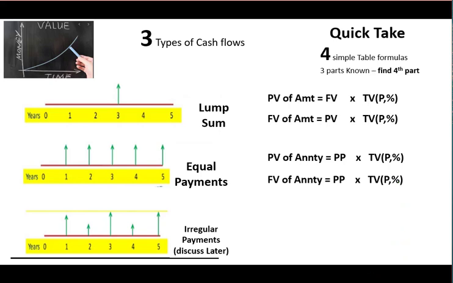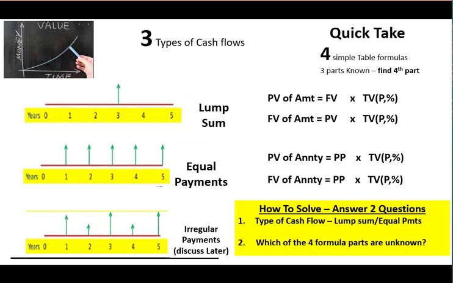So with that said, we're going to work some of these problems. Now, how do you solve these? You answer these two questions. First of all, when you read the problem, you have to understand what type of cash flow we're dealing with. Are we dealing with a lump sum, or are we dealing with an equal set of payments? And if it's a lump sum, you're going to use one of these two tables up at the top here, the present value of an amount or the future value of an amount.